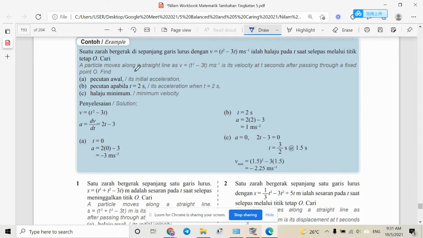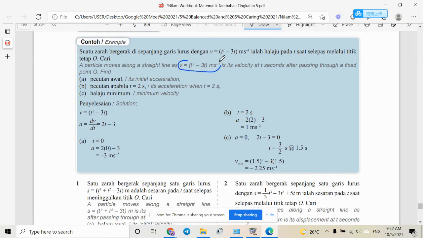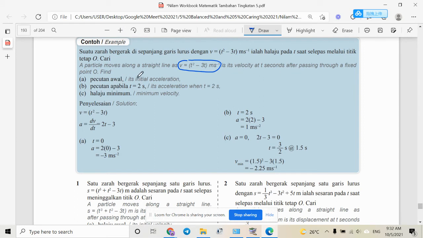This example: a particle moves along a straight line. Again, they give you the velocity formula, and ask you to find the initial acceleration. When you see initial, it means t equals 0. When t equals 0 is the a value. So given v, velocity, how to get the acceleration? You just differentiate your velocity. So a equals dv/dt. Just differentiate like usual.